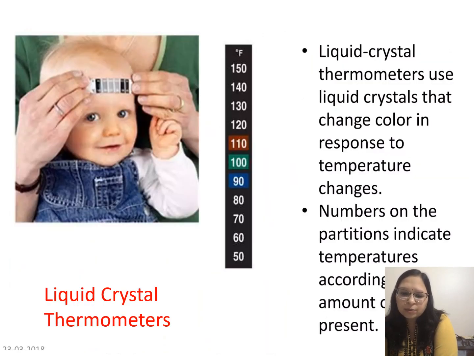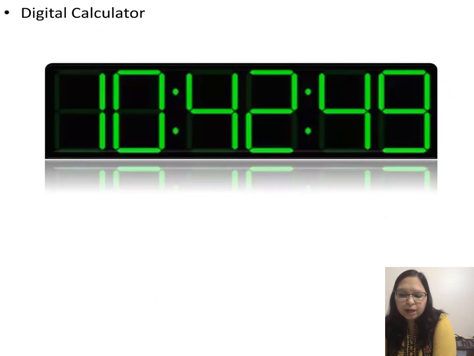Then liquid crystal thermometers can be used. They can change color when the temperature changes, as you can see from the figure. As the temperature changes, liquid crystals show the color. So they are very friendly and find an application as liquid crystal thermometers.